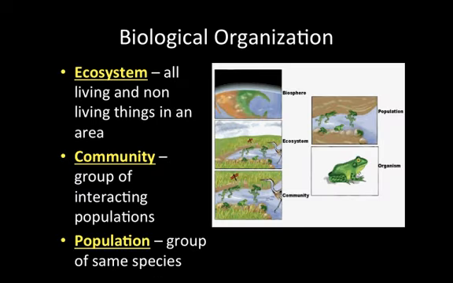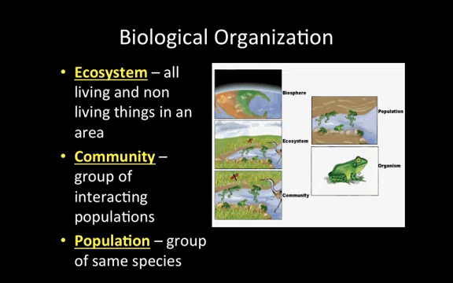First, let's take a look at how biology or ecosystems are organized. And we're going to start off with the largest, which is an ecosystem. And that comprises all living and non-living things in an area. So this includes the organisms that live in it and the non-living things that have an impact upon those organisms. A community is a group of interacting populations, and a population is a group of the same species.